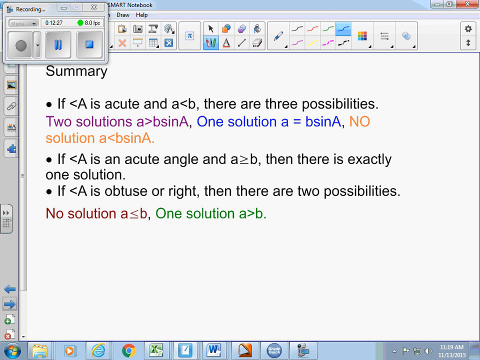If angle A is acute and A is greater than B, then there's one solution. That's that big, long side triangle. And if A is obtuse or right, there are two possibilities. Either there's no solution or there is a solution, depending on if the side's long enough to reach or not. I'm going to give you a minute to write this down. This is a nice summary just to have handy. We are going to spend several days on this section, so you don't have to fully process it.